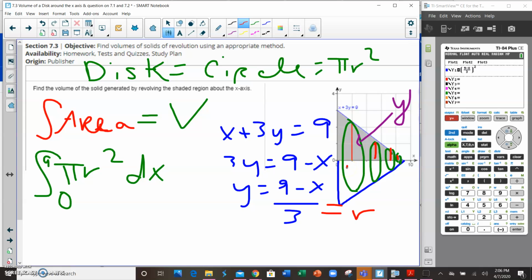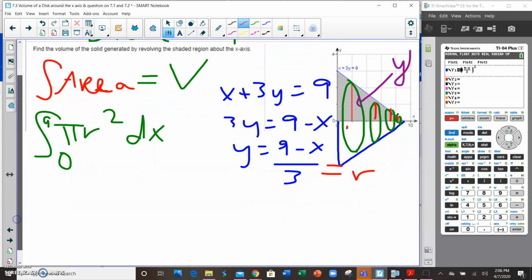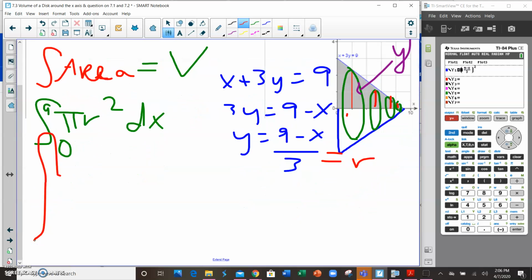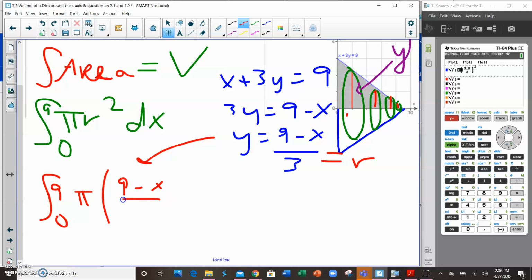So now when I integrate here, I'm going to integrate from 0 to 9 pi times my radius, which is right here. So that's going to be 9 minus x divided by 3, squared, dx.